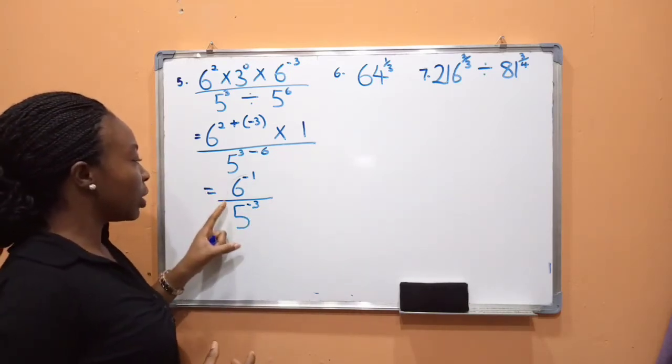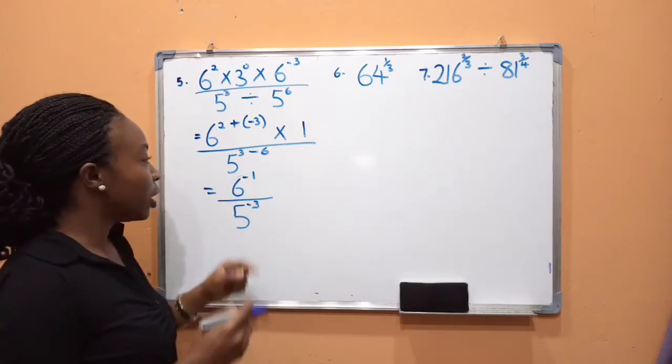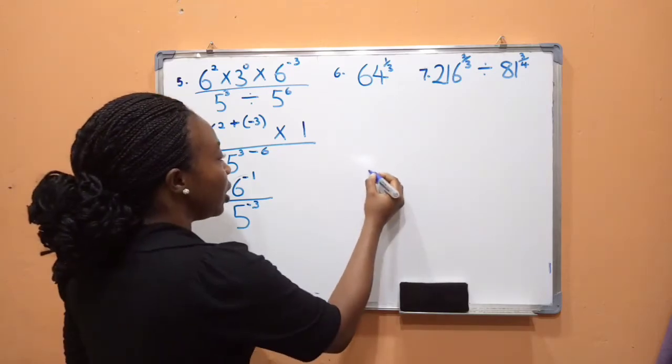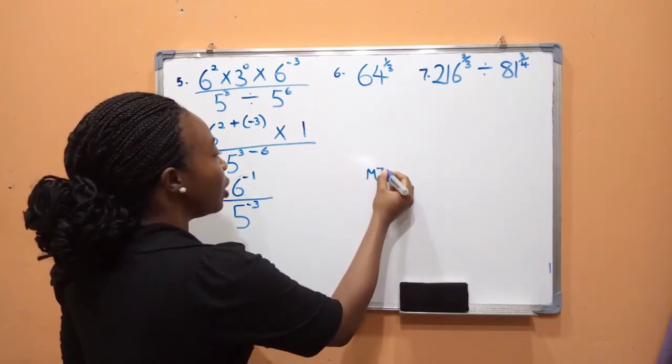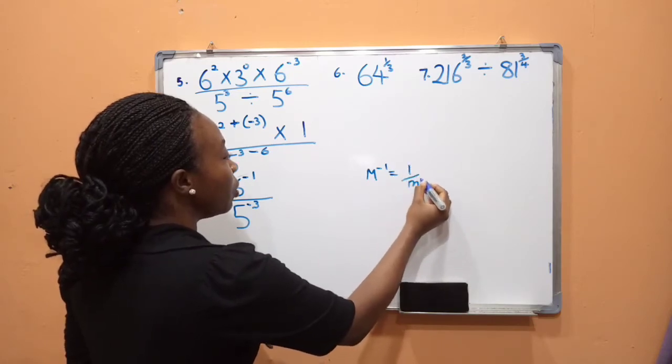Now, when we have something like this, we can't leave our answer this way. We can further simplify it. If we remember well, we have a law that states a to the power of minus m equals 1 over a to the power of m.